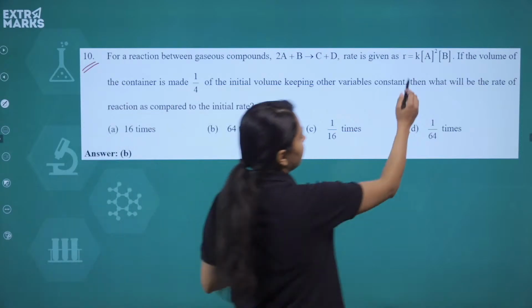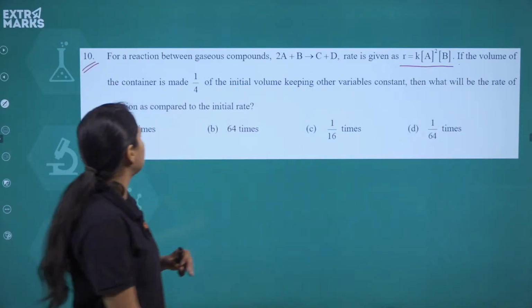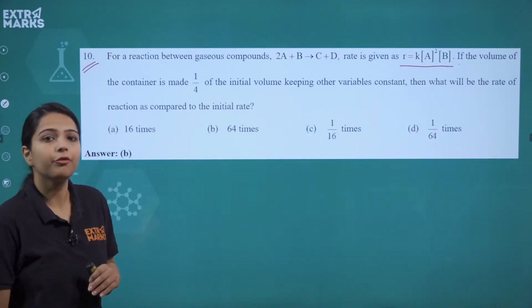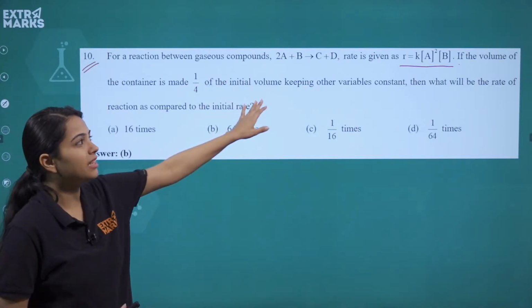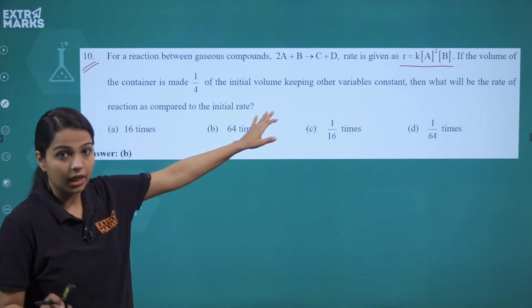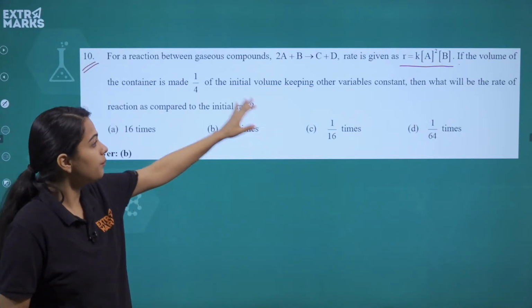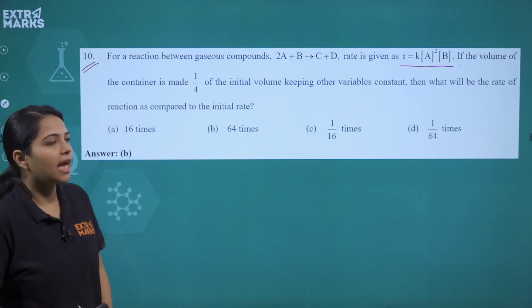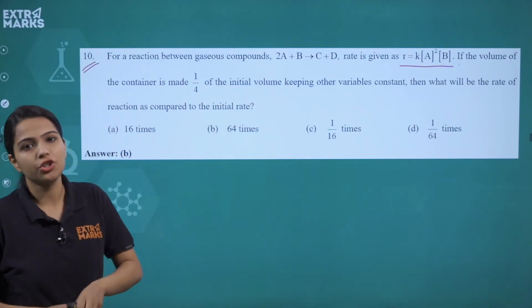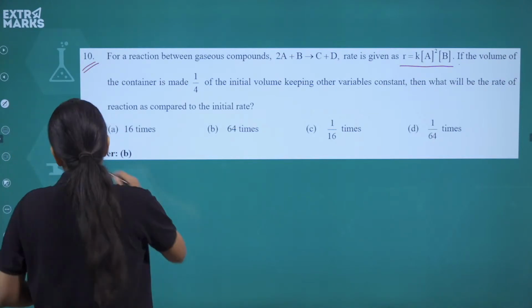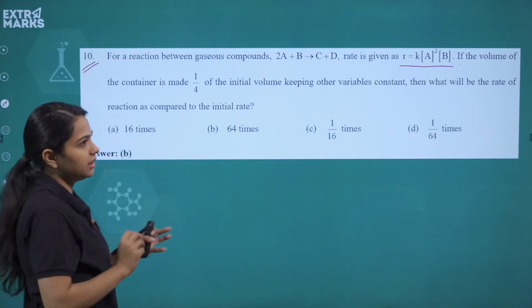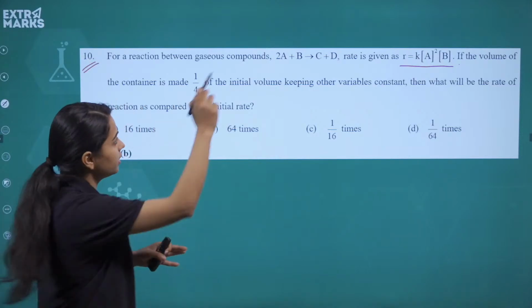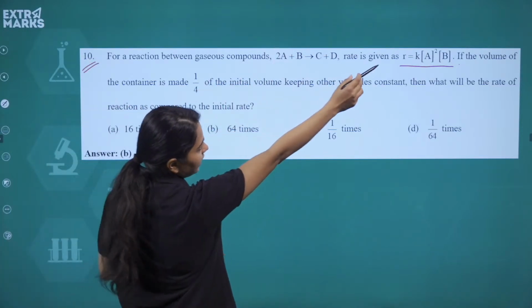Rate is given like this. If the volume of the container is made 1/4 of the initial volume, keeping other variables constant. We have kept other variables constant here. Then what will be the rate of reaction as compared to the initial rate? Okay, now if I want to talk about the comparison of the two rates, now over here this is the equation and this is how the rate is given.